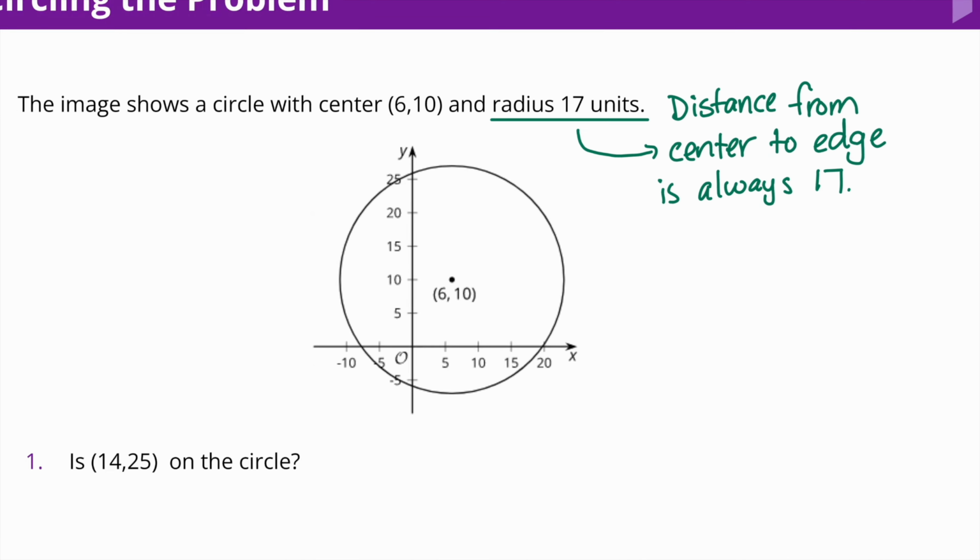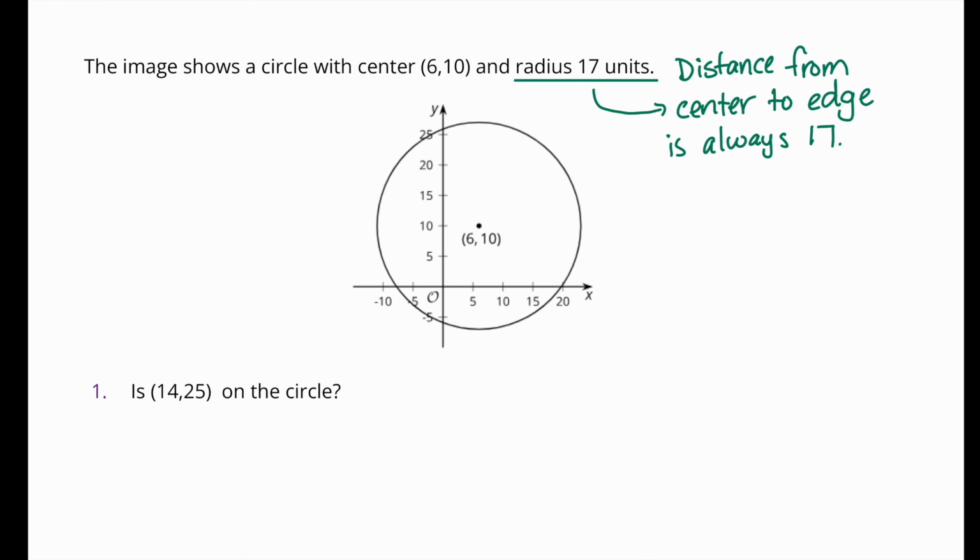So essentially, what we want to do is test, can we use (6, 10) and then the point (14, 25) and find the diagonal distance between those and see if it's 17. I'll start you with a little setup here. I'll pause, have you finish, then check your work. So 14, 25, just to estimate where that's at, it's going to be around there if it's on the circle.